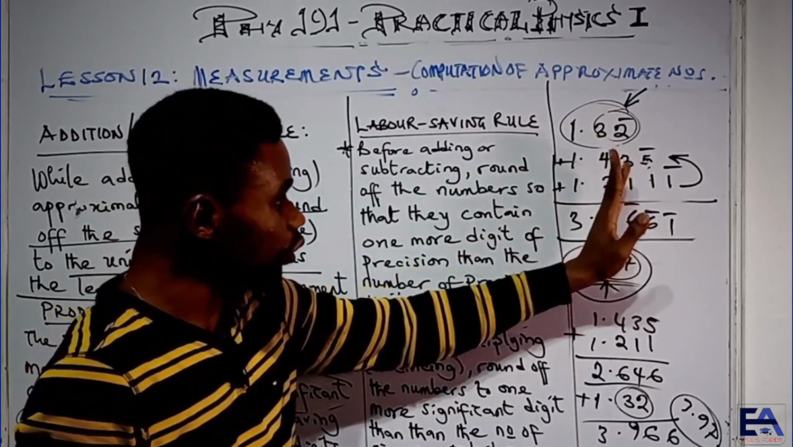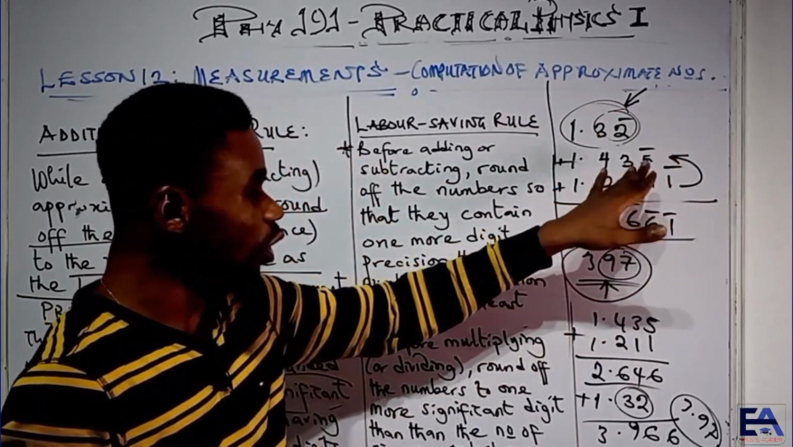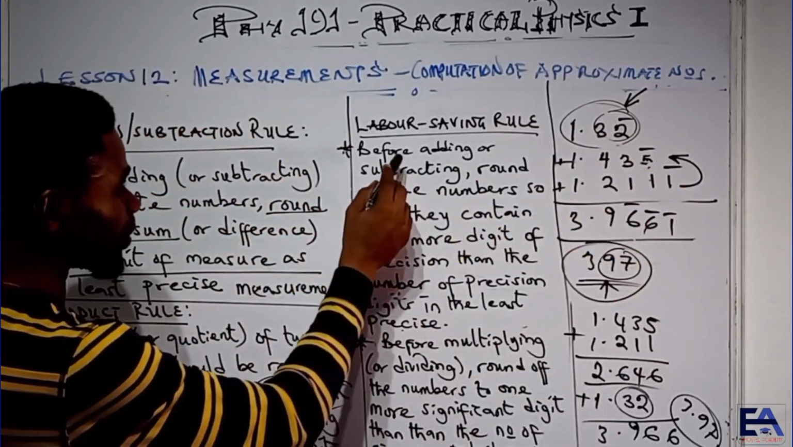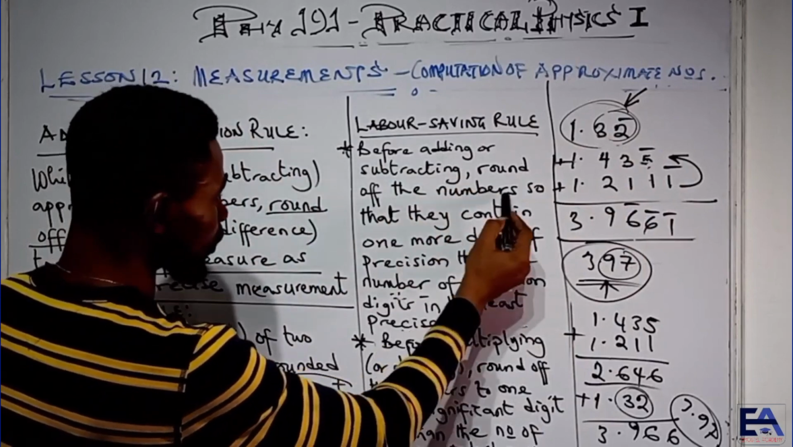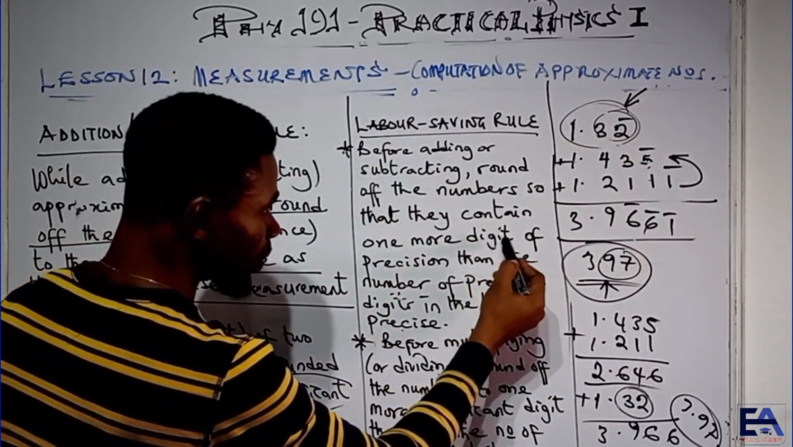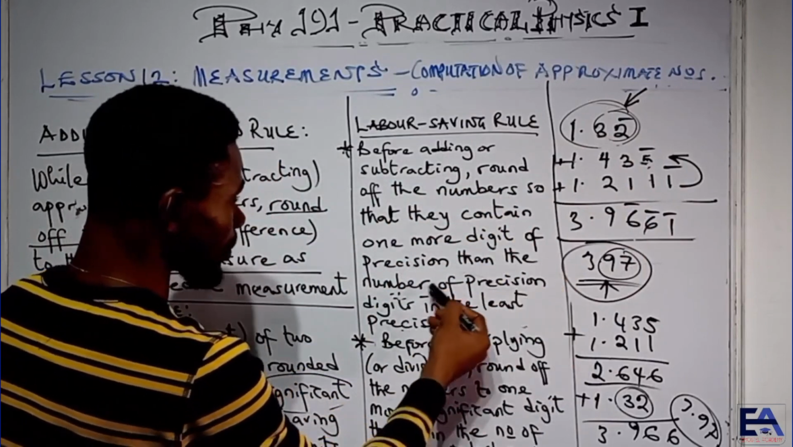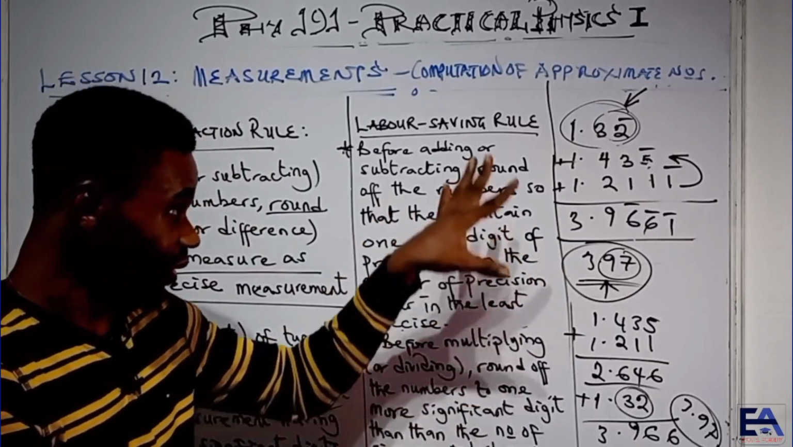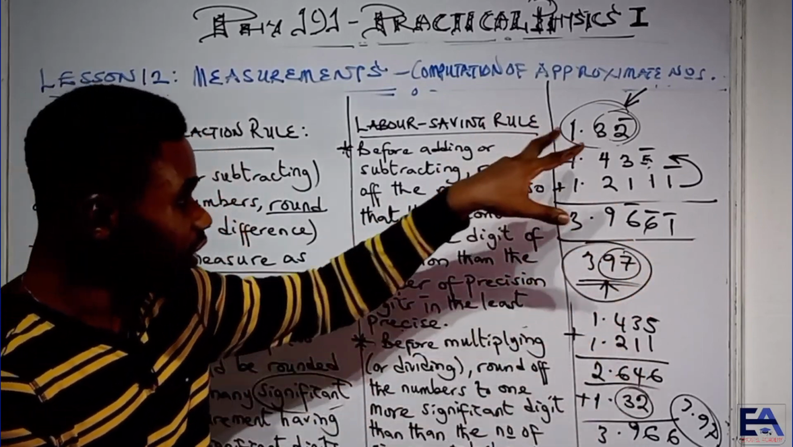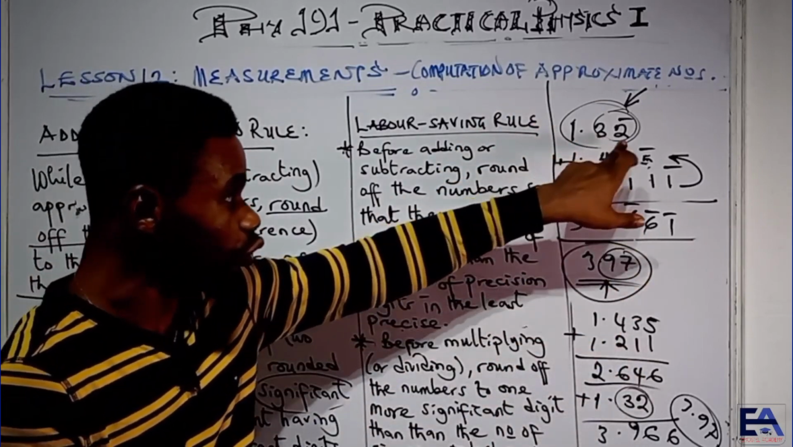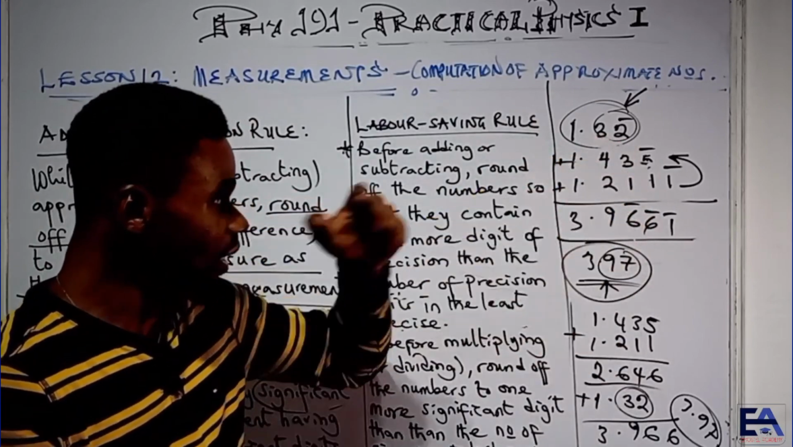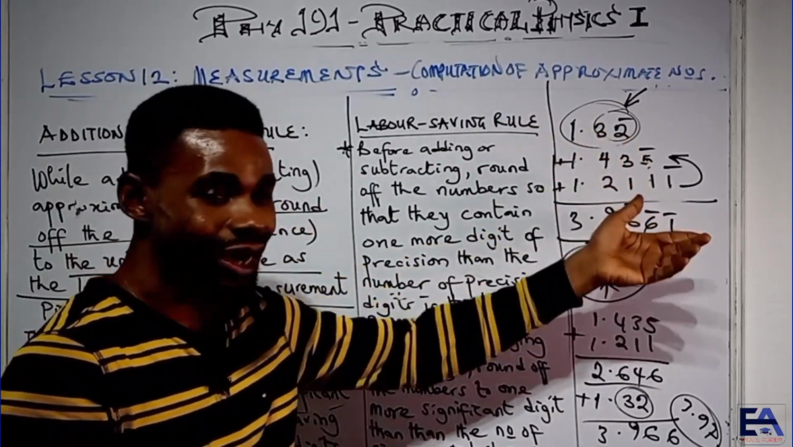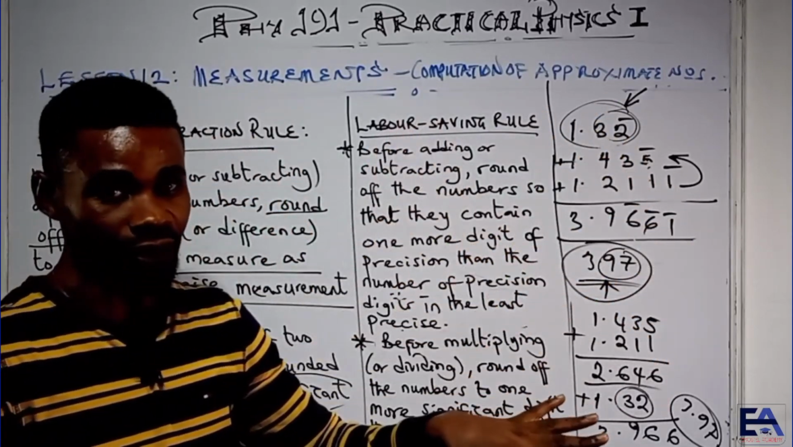So which means if you want to round up every other one, you round them up to become 3 digits, 1 more than it. That's why it says that before adding or subtracting, round off the numbers so that they can contain 1 more digit of precision than the number of precision digits in the least precise. You can understand that English now. Is it making sense now? So the number of precision digits in the least precise measurement is 2 because this one is here. Then you round off to 3 decimal places before you add or subtract. That's what this law is just trying to say.